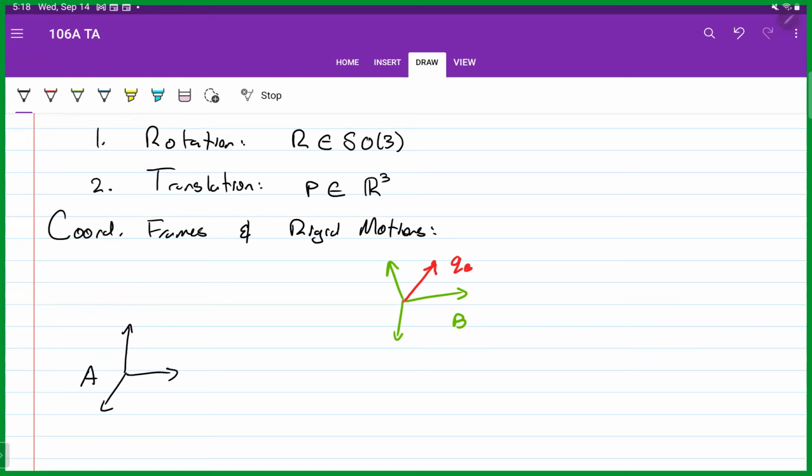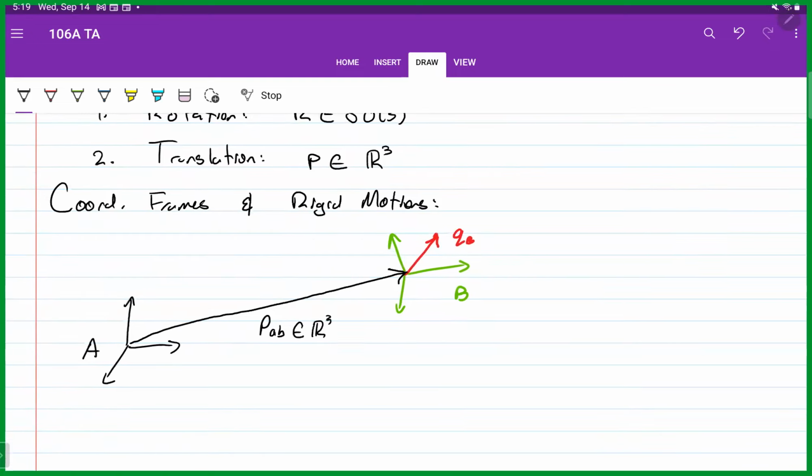So first, I'm going to say that I have some sort of translation that is going all the way over here. I'm going to say the vector pointing from the origin of frame A to the origin of frame B is going to be this vector PAB, right? And that's a 3D vector because we're working in 3D space.